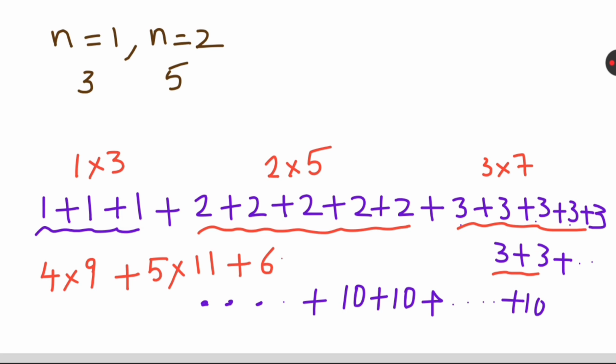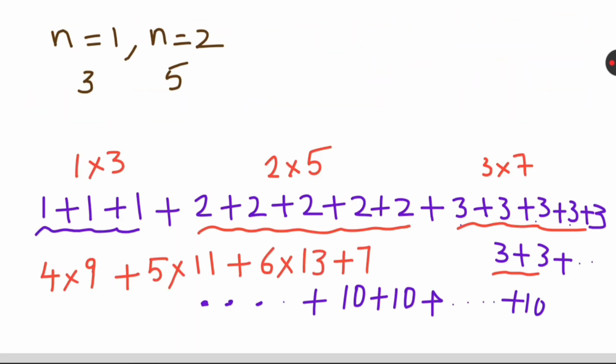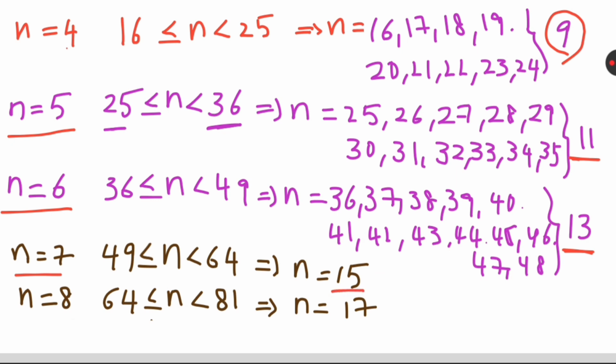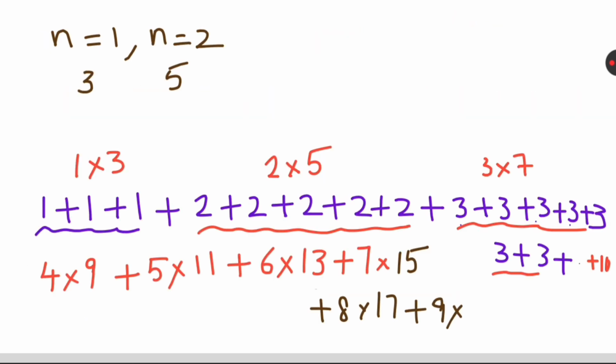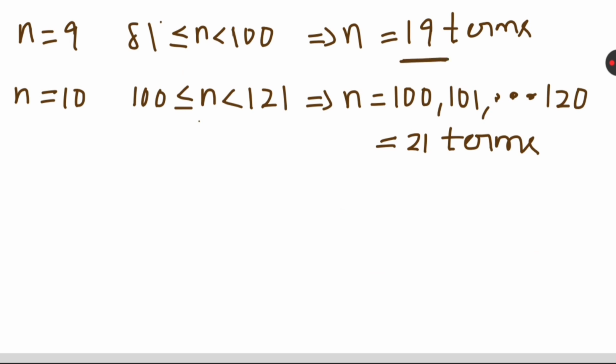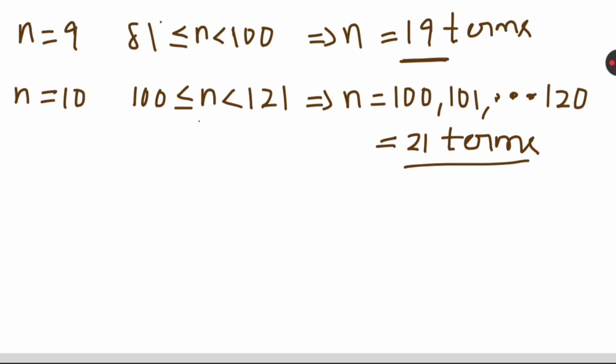Now let's check for the 6. 6 we are getting 13 terms. 7 we are getting 15 terms, and 8, 17 terms, and 9 we are getting 19 terms. Then last 10 we are getting 21 terms.